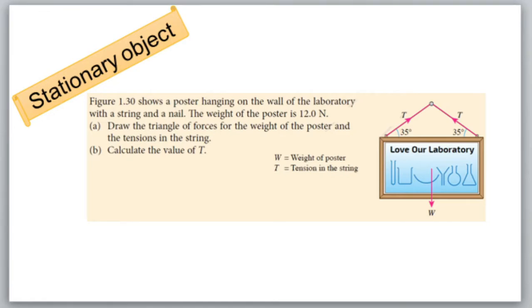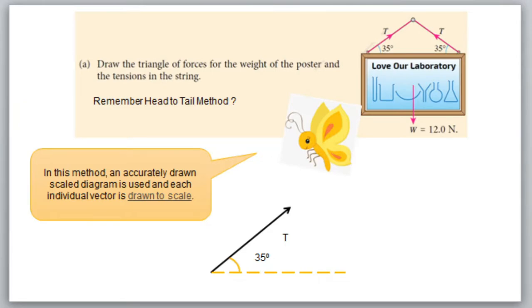Example number 1: the figure shows a poster hanging on the wall of the laboratory, with string and a nail. There are 3 forces acted on this object, which are tension at the right and left side and also the weight of the poster. Draw the triangle of forces for the weight of the poster and the tension in the string. So remember, in our previous lesson, we learned to draw the head to tail method. In this method, an accurate drawn scale diagram is used and each individual vector is drawn to scale.